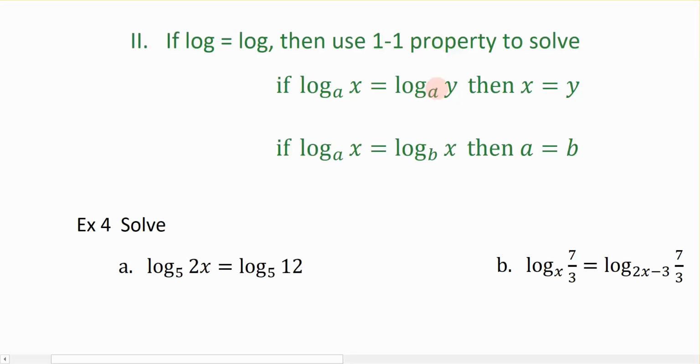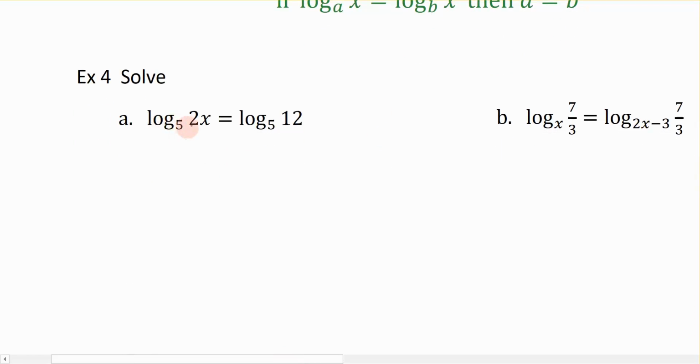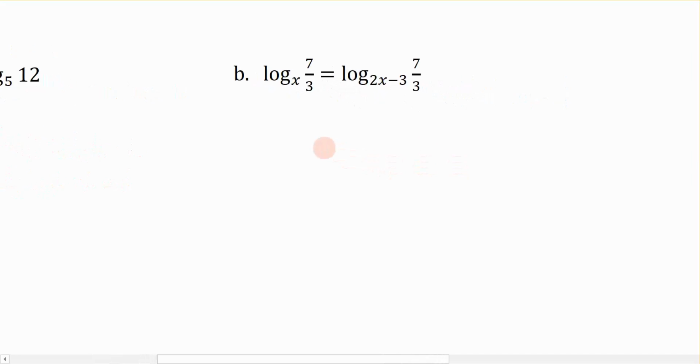So we have two examples that we're going to look at here. The first one says log base 5 of 2x equals log base 5 of 12. We can see that there are only two logs in the equation, and both are the same log base 5. If that's the case, we take their argument, 2x, and we set it equal to the argument on the right, and that gives me 2x equals 12, so x is equal to 6. Pretty straightforward again.